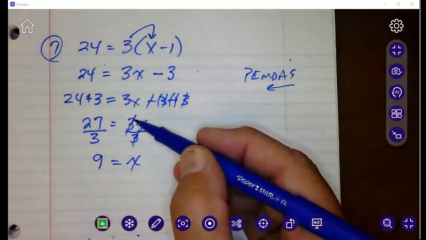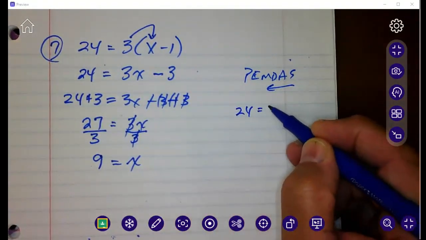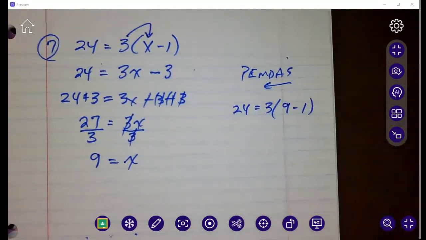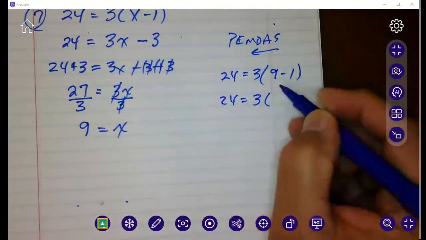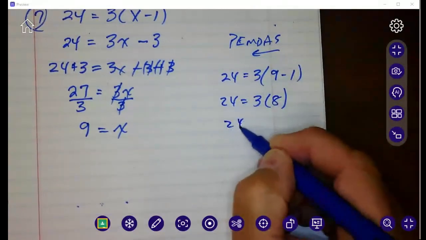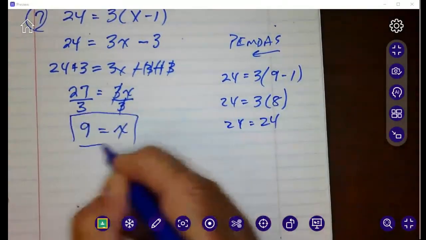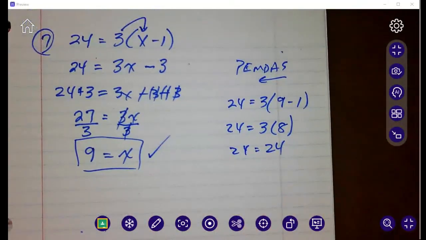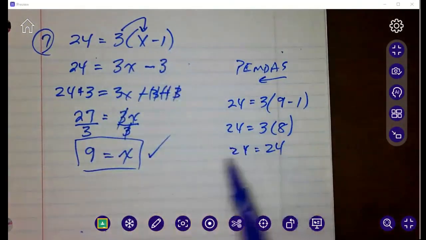I can check my answer by plugging it back in. 24 equals 3 times (9 minus 1). So 24 equals 3 times 8, since 9 minus 1 is 8. And 3 times 8 is 24. This solution works because when I plugged it back in for x in the original equation, I get the same number on both sides.